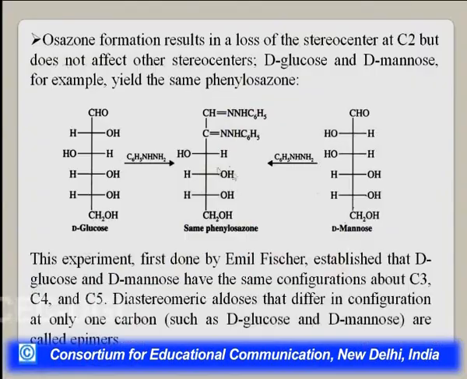You can see the structure of mannose, around this carbon, these 2 carbons are exactly the same. So this kind of diastereoisomeric aldoses that differ in only one configuration, only one carbon atom, are called epimers, and this process is called epimerization. And these are the D-glucose. So what is the relation between D-glucose and D-mannose? These are epimers.